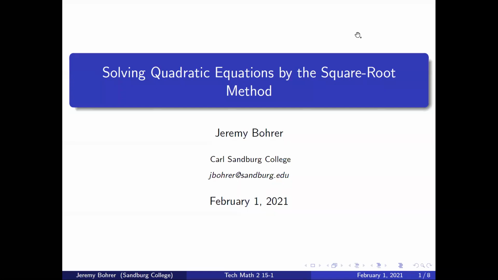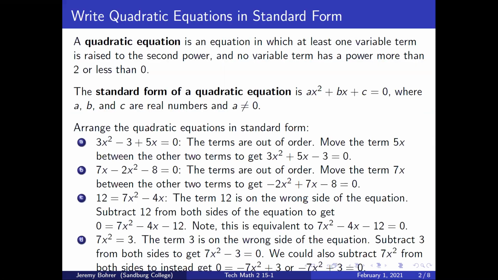In this video, we will discuss solving quadratic equations by the square root method. A quadratic equation is an equation in which at least one variable term is raised to the second power and no variable term has a power more than 2 or less than 0. The standard form of a quadratic equation is ax squared plus bx plus c equals 0, where a, b, and c are real numbers and a is not equal to 0.